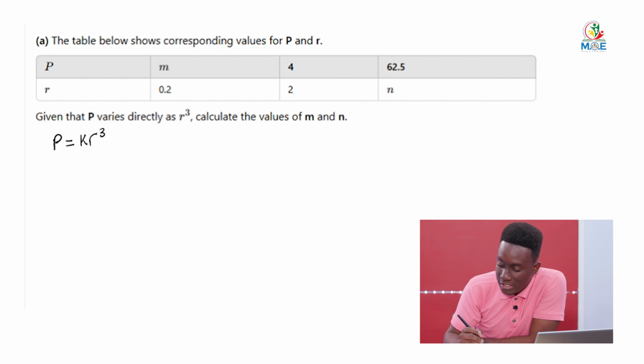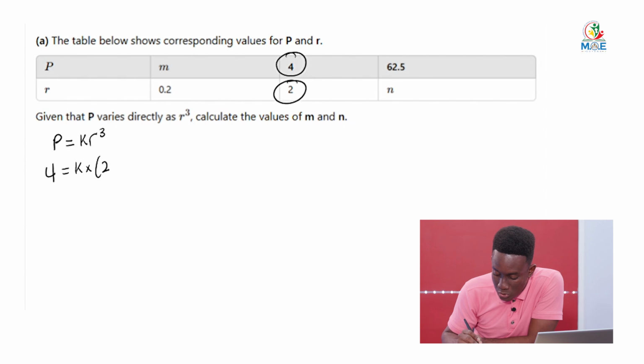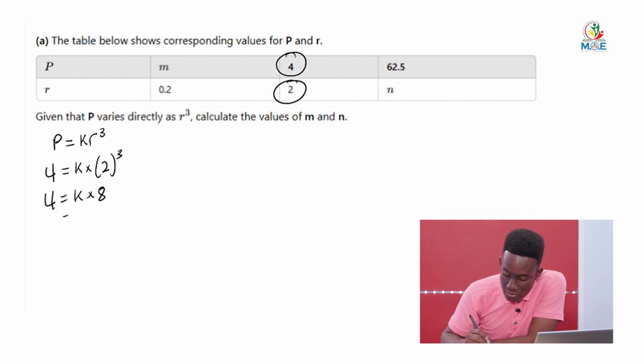So how can we find that K? By substituting two values for P and R that we already know. So we know when P is equal to 4, we'll substitute 4 is equal to K multiplied by R cubed. So we know R would be equal to 2. So this is 2 cubed. So 4 would be equal to K multiplied by 2 cubed. 2 times 2 is 4. 4 times 2 would be 8.